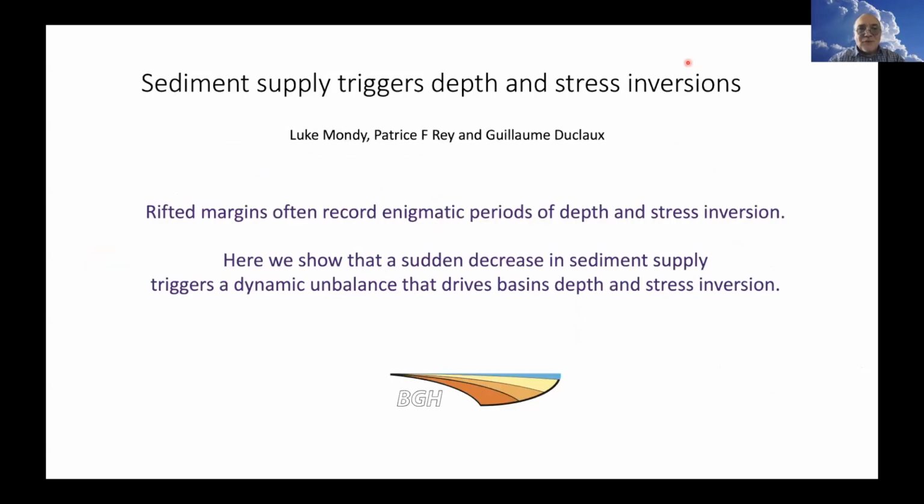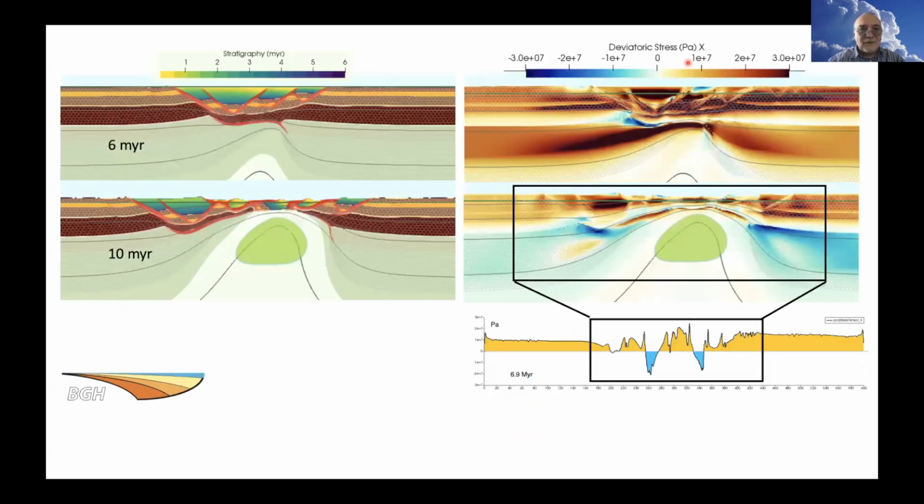The second message I want to propose here is the fact that sediment supply can trigger depth and stress inversion. And that's the work of Luc Mondi, and Guillaume Duclos was also involved in that work. So those are rift models, quite similar to the one that Rebecca presented yesterday. They are isostatic scale models, high resolution. We implement sedimentation on those models. And what we're interested to understand is how that sedimentation impacts the stress field.